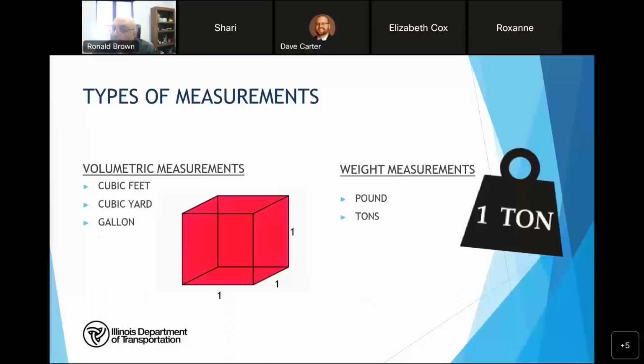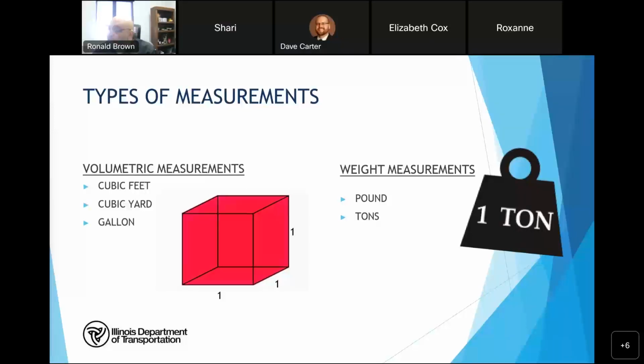On the type of work you're doing on an IDOT contract, you may encounter some volumetric measurements, which include cubic feet, cubic yards, or gallons. Some of the typical applications for that would be trench backfill for storm sewer. Certain concrete structures would be a volumetric measurement, as well as supplemental watering for seeding applications.